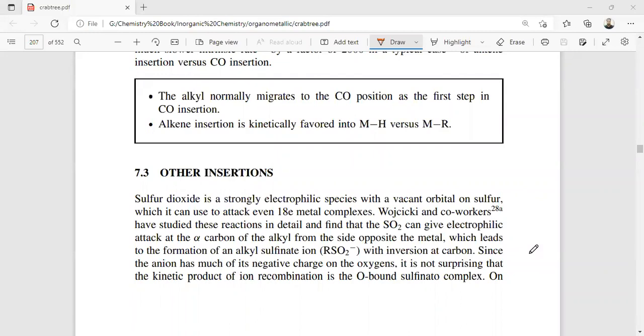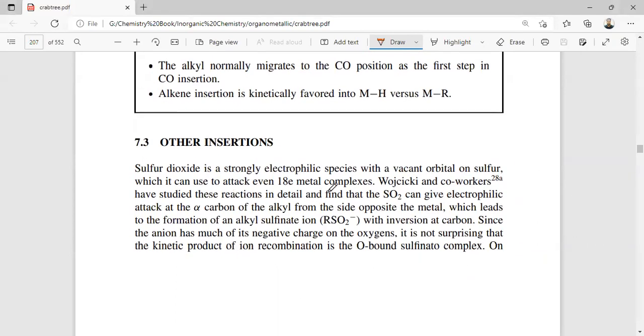So in this lecture, I will discuss some left-over topics of the insertion reaction and the reductive elimination reaction. So first, I will discuss the SO2 insertion reaction. Sulfur dioxide is a strongly electrophilic species. The vacant orbital on the sulfur can be used to attack even an electron-rich metal complex.